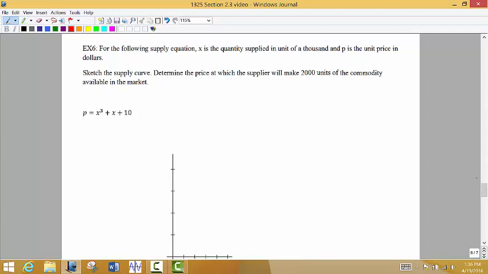All right, in example 6, we're given a supply equation. x represents the quantity supplied of a unit, in units of 1,000, and p is the unit price given in dollars. We're asked to sketch the supply curve, and determine the price at which the supplier will make 2,000 units of a commodity available in the market.